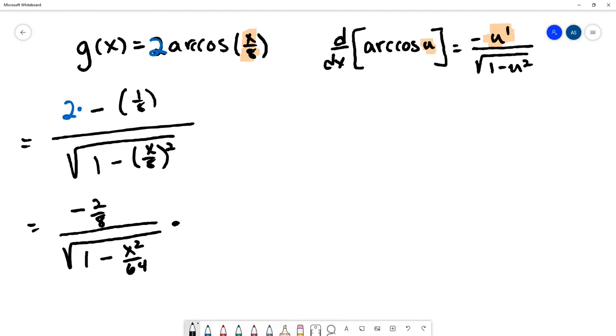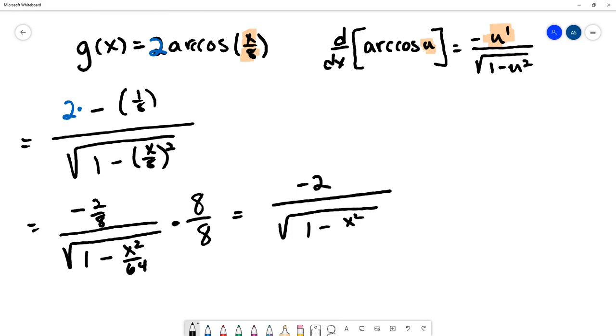And we can simplify this by multiplying by 8 over 8. So this is going to cancel out the 8 in the numerator. We have a denominator of 8 in the numerator, so it'll cancel that out. And when we bring this 8 inside of the radical, it's going to become a 64, because square root of 64 is 8, and it'll cancel out the 64 that we have in this denominator. So we'll have negative 2 over square root of 1 minus x squared over 64.